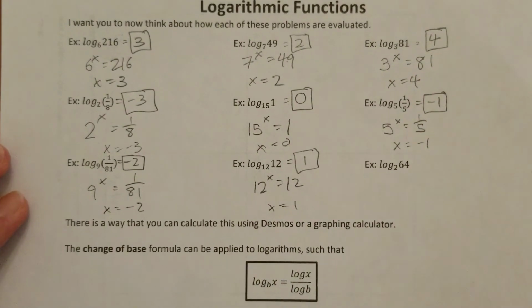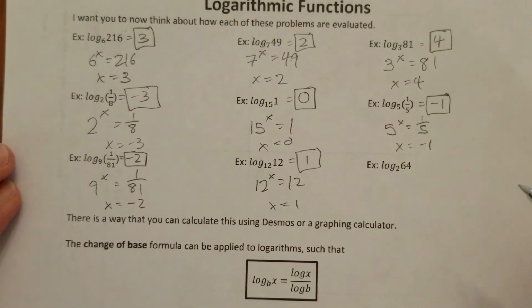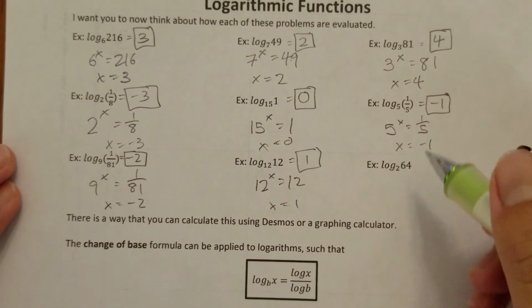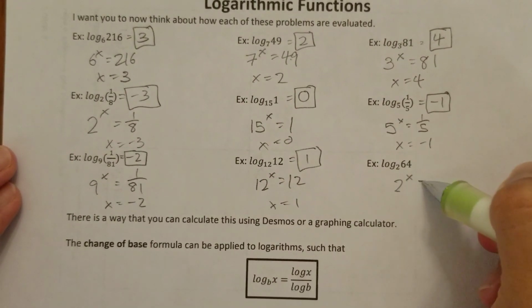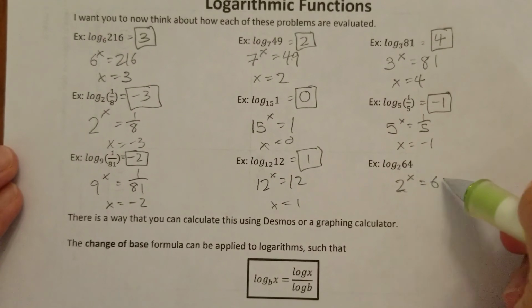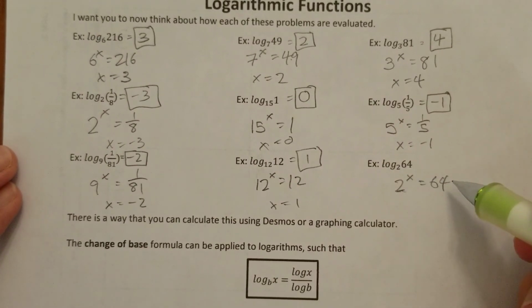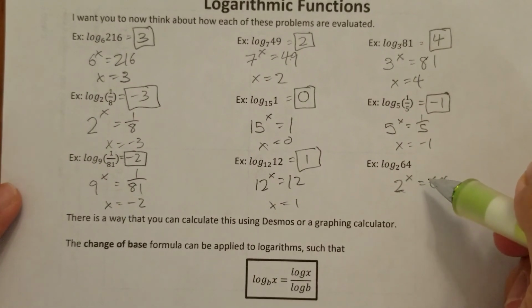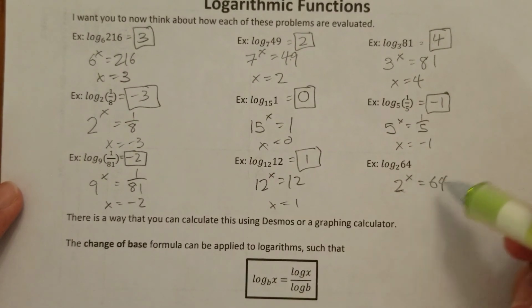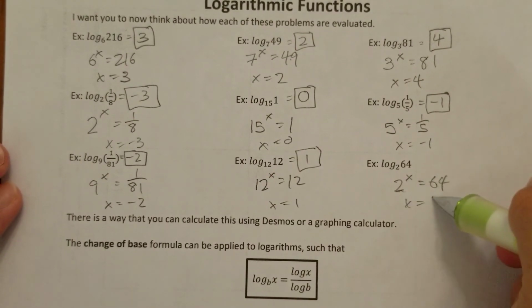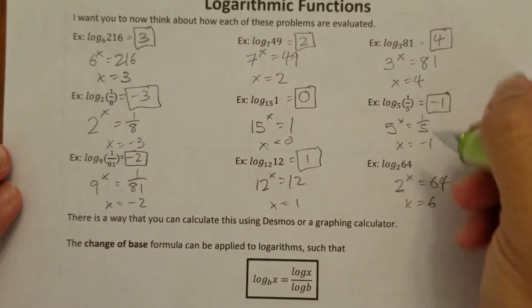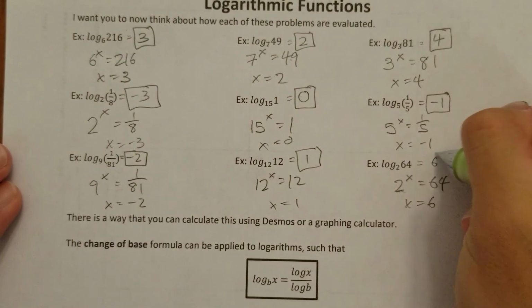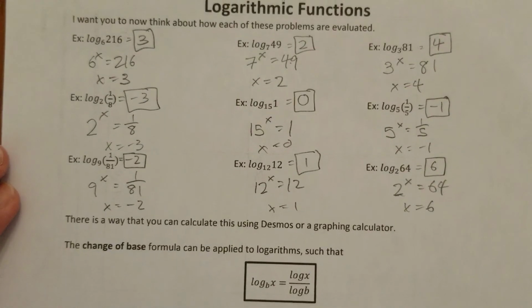Okay, this one, log base 2 of 64. So if you try to do this one, what exponent are you raising the base of 2 by to get 64? So if you try to do it, 2 times 2 times 2 times 2 times 2 times 2, I believe that's 64. So x is going to equal 6. Okay, so log base 2 of 64 is going to be 6.